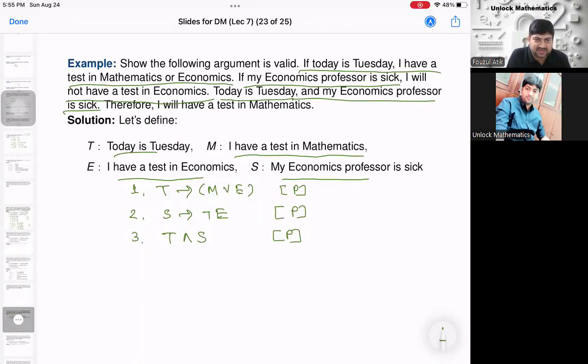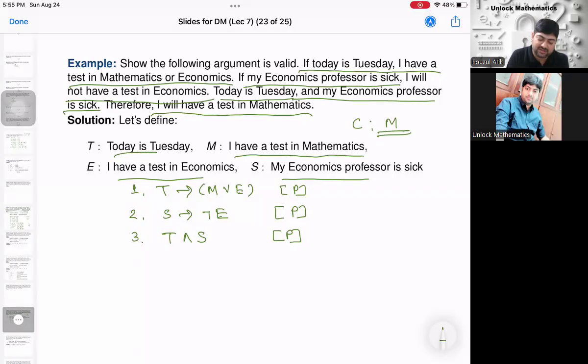Then what do you have to get as a conclusion? Therefore, I have a test in mathematics. So your conclusion is M. You have to get M from these three. How do you get that? By applying some rules of inference. So let us see, you see where M is involved.